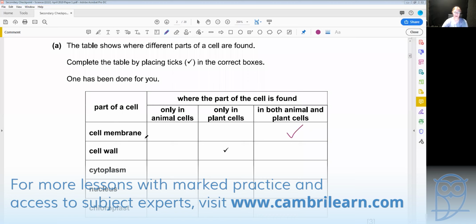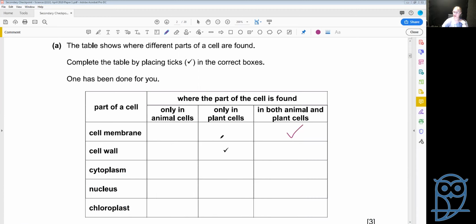Okay, so a cell membrane we can find in both animal and plant cells. A cell wall is what gives the plant cells its rigidity, so those we can only find in plant cells. Cytoplasm is the liquid that is inside the cell, and that we can find in both animal and plant cells.